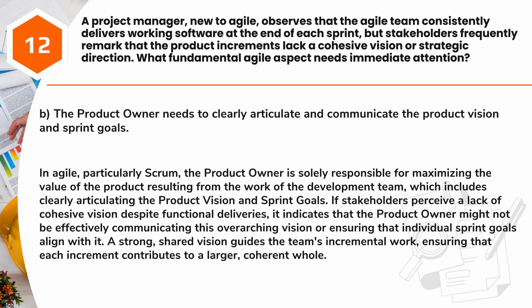If stakeholders perceive a lack of cohesive vision despite functional deliveries, it indicates that the product owner might not be effectively communicating this overarching vision or ensuring that individual sprint goals align with it. A strong, shared vision guides the team's incremental work, ensuring that each increment contributes to a larger, coherent whole.